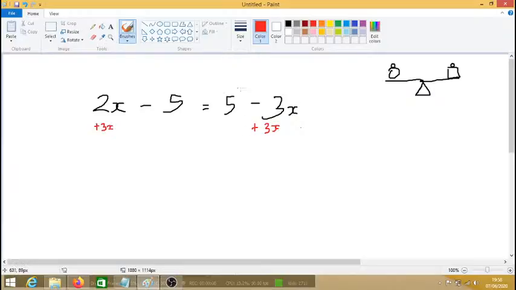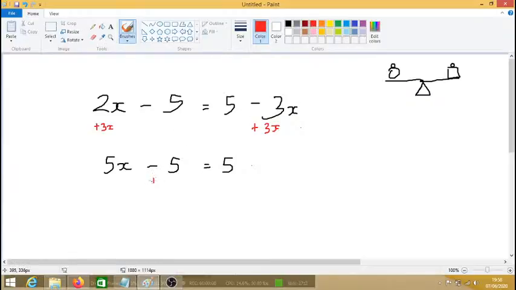So minus 3x plus the 3x on both sides. On the right hand side we'll just end up with 5 minus 3x. If I add 3x to it, it becomes nothing, so I'll just put a dot there. On the left hand side, 2x now goes up to 5x, and we've got minus 5 untouched. Pretty good. 5 times something minus 5 is 5. We could probably solve it from here, but let me just show you the rest of the method.